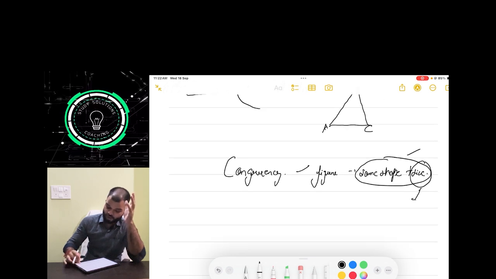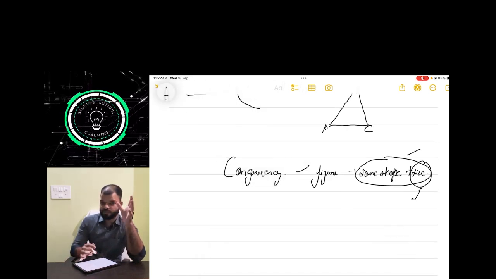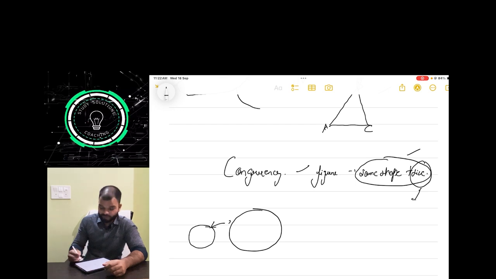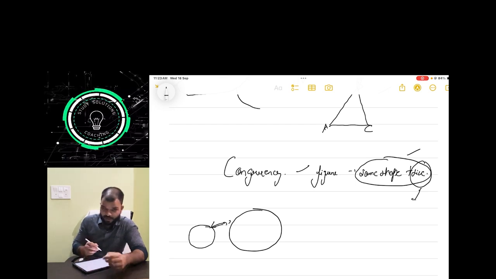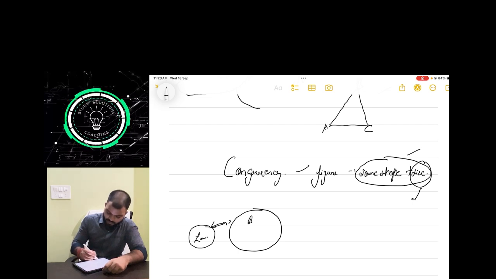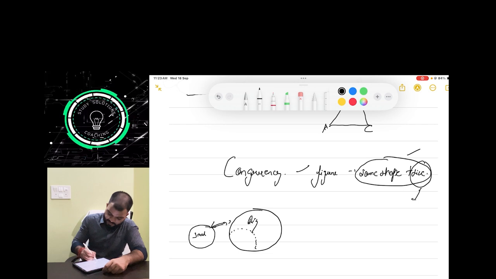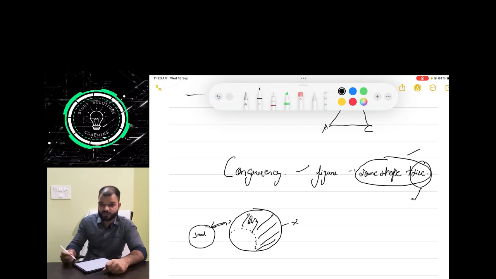So they are congruent figures. How can you say that two triangles are congruent? For example, if we have a circle and a bigger circle, you can say they are similar, not congruent. Why? Because if I superimpose the smaller circle on the bigger circle, I will definitely be left with this region. I'm the teacher of mathematics, not of English. So they are not congruent figures.